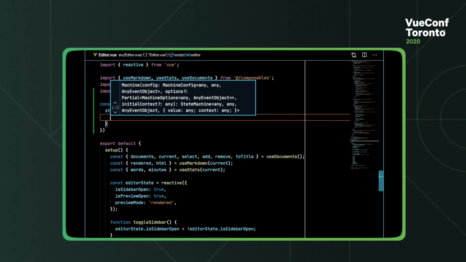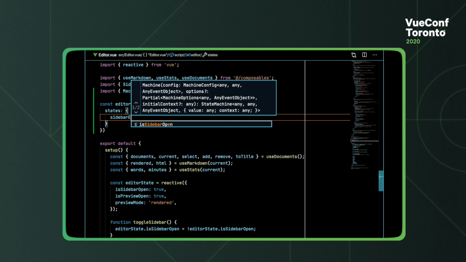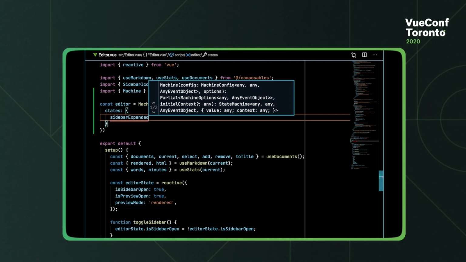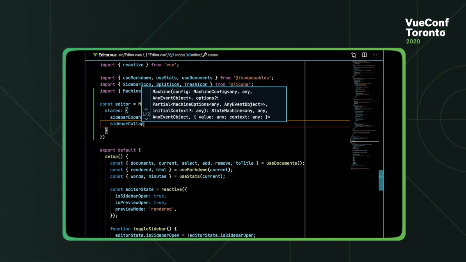So unlike what we have right now, where we have a Boolean that defines whether our sidebar is open or not, so that's a binary state. In xState and with state machines, what you do is that you define all the different states that a machine can be in. And then the state machine ensures that it can only be in one state at a time. So in that case, we would say sidebar expanded and sidebar collapsed. So these are our two states.